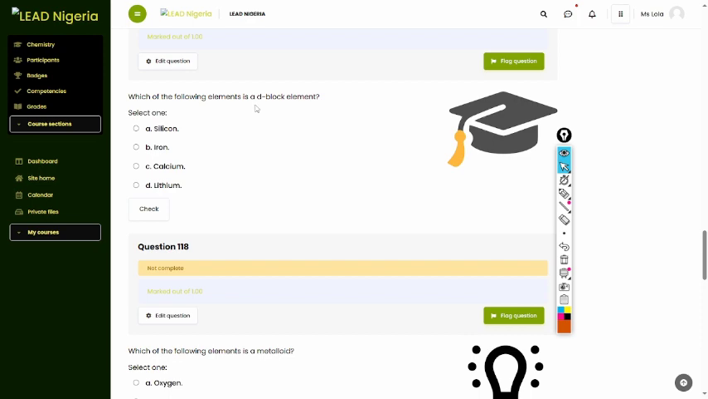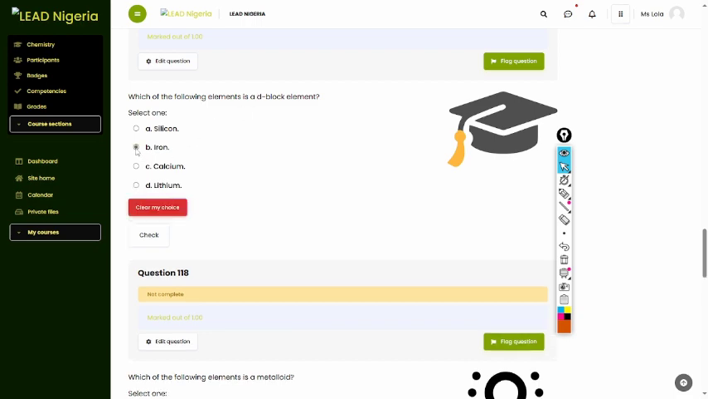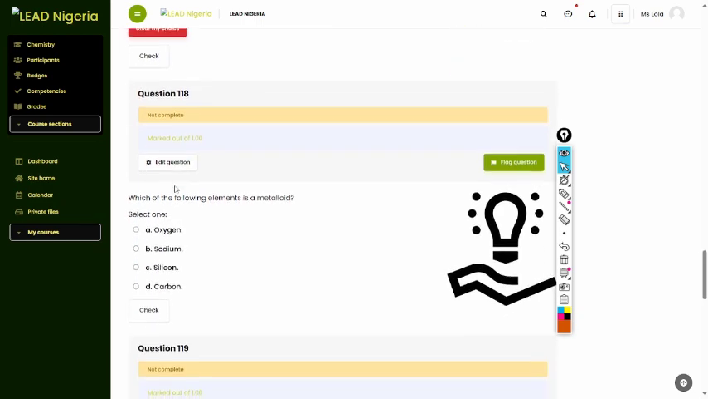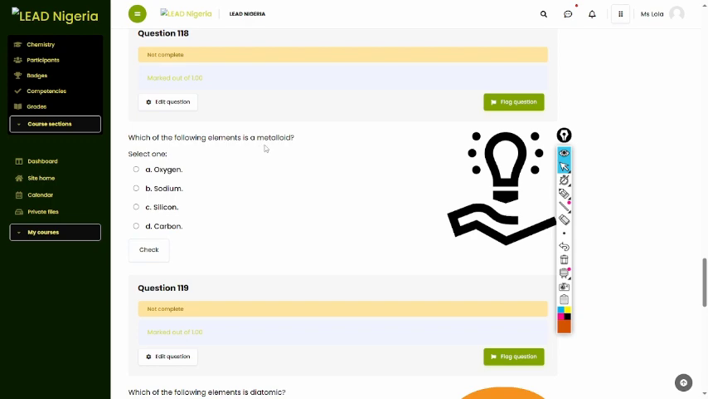Which of the following elements is a D block element? So D block elements are transition elements. And then we could write the electronic configurations of all of these to see where the last electron falls. But if you study transition metals, you can tell from the options that iron is a transition metal, while all of these are not transition metals. So when you write the configuration for iron, you find out that the valence electron for iron falls on the D block. So D block elements are also called transition metals, and iron is a transition metal, so the answer is iron.